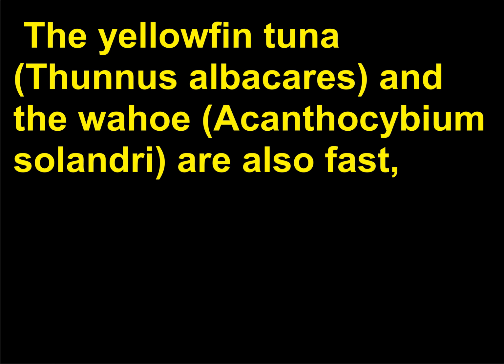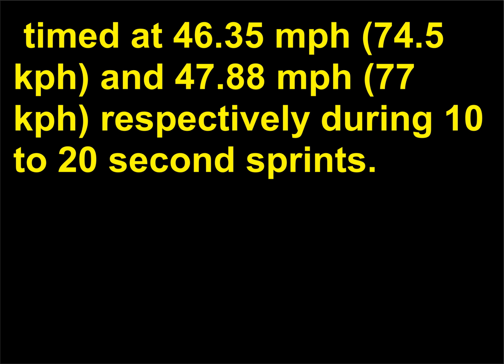The yellowfin tuna, Thunnus albacares, and the wahoo, Acanthocybium solandri, are also fast, timed at 46.35 miles per hour, 74.5 kilometers per hour, and 47.88 miles per hour, 77 kilometers per hour, respectively, during 10 to 20 second sprints.